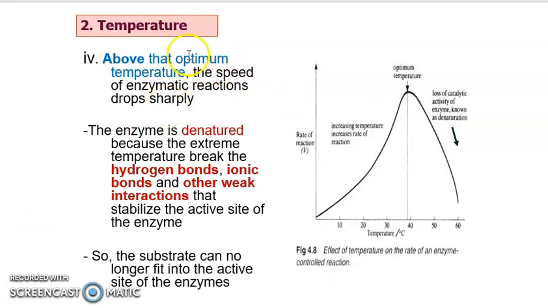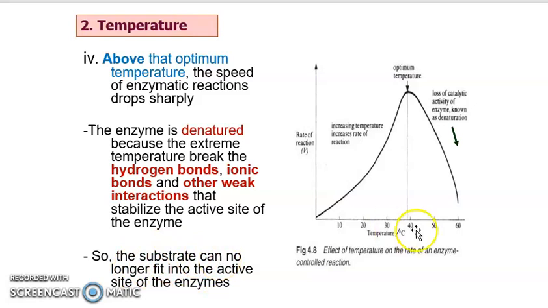Okay, but above optimum temperature, the speed of enzymatic reaction will drop. So kita akan nampak berlaku decline, based on the rate of reaction here. Why? Because enzyme is denatured. Kenapa denatured? Because the extreme temperature will break the hydrogen bond, ionic bond and other weak interaction that stabilize the active site of enzyme. Okay, so the substrate can no longer fit into the active site of the enzyme.